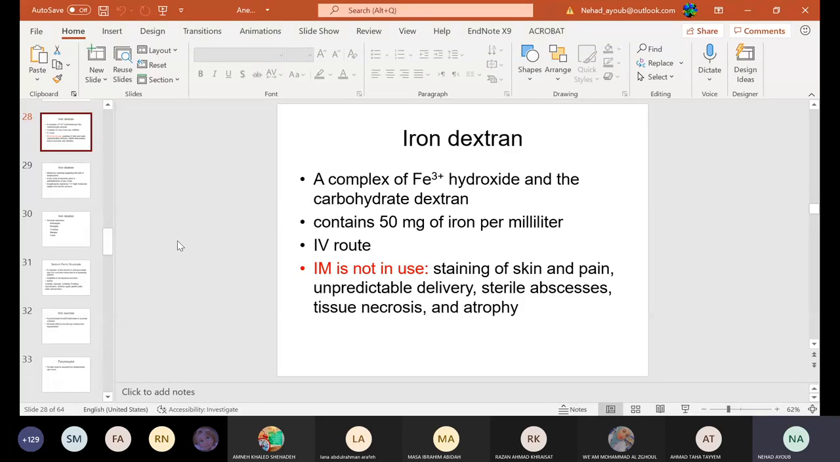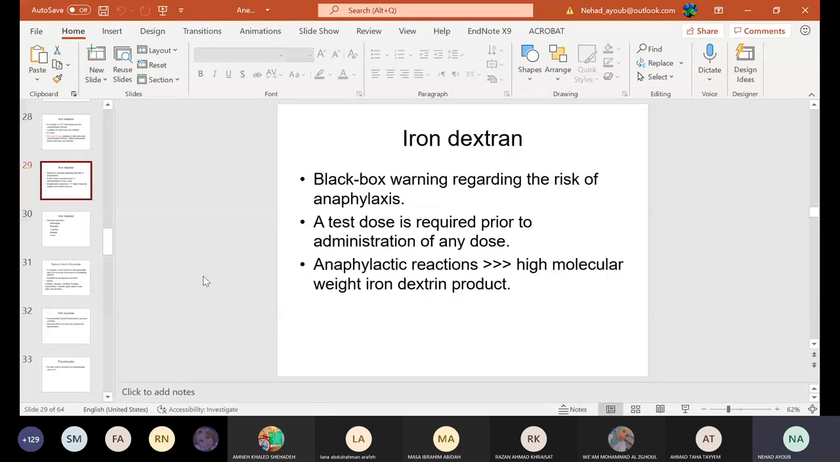Before we give iron dextran, because of the high reactions, we should do what we call a test dose. We do a test with a very small dose of iron dextran before we start to give it IV. Now, if the test dose result is negative, meaning I had no allergic reaction, this does not mean that if I give the IV dose there will be no allergic reaction. Even if the test dose was negative.